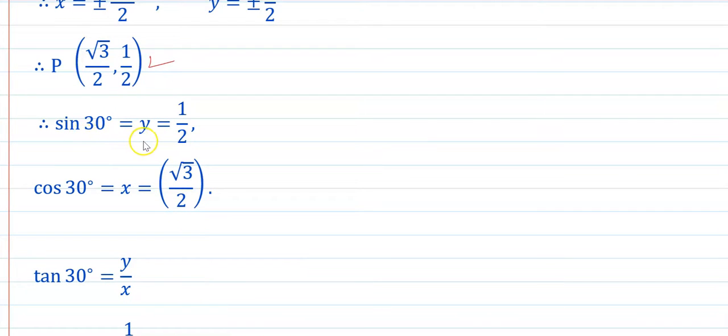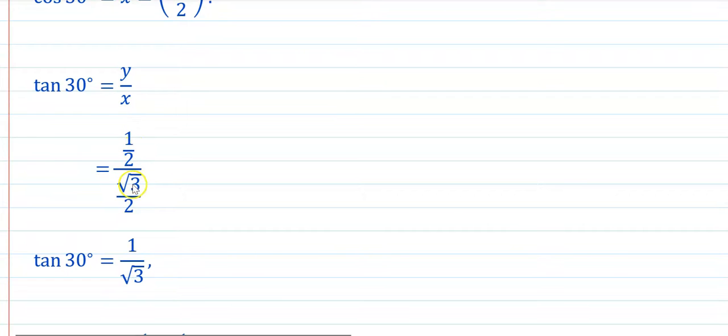Sin 30 is equal to y. That is, the value of y is 1 upon 2. Cos 30 is x, root 3 by 2. Tan 30 is y upon x. Means what? 1 upon 2 over root 3 by 2.